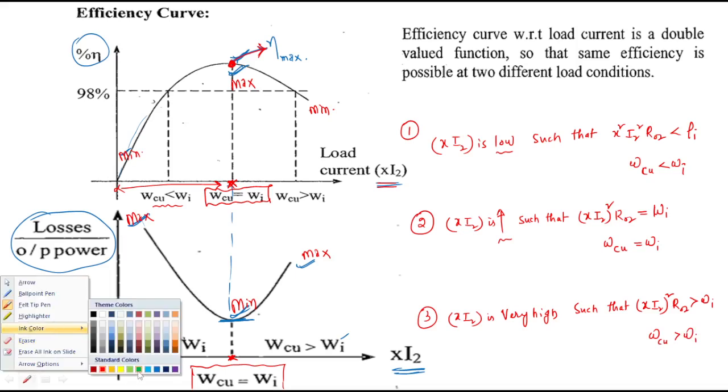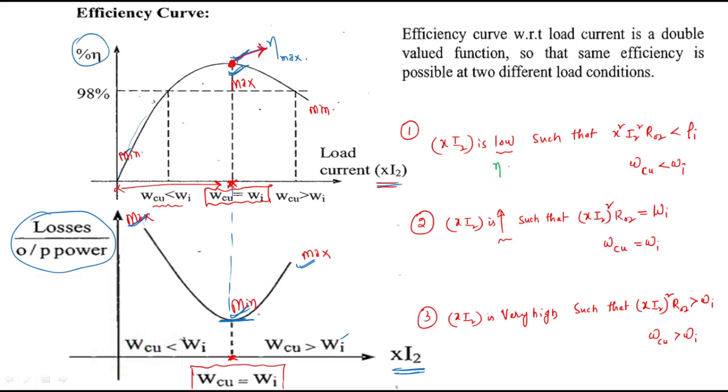Then what about efficiency now? In this case, efficiency is what? Minimum, right? When copper loss content is less than iron loss content, obviously the efficiency is minimum. What about the loss to power ratio? It is nothing but maximum. Clear? If the load current increases such that the copper loss content equals the iron loss content, there you get maximum efficiency.